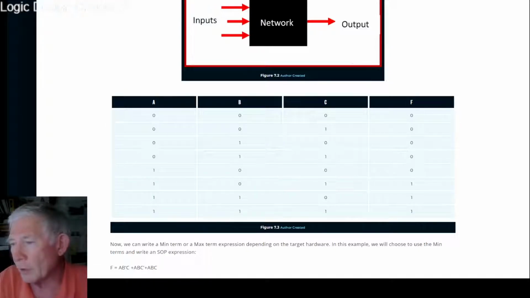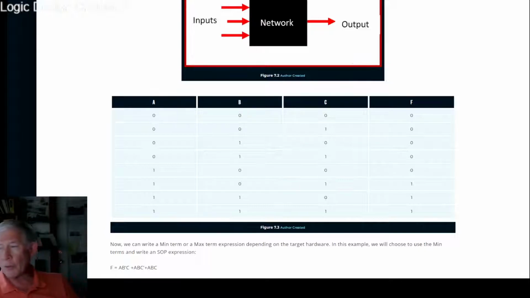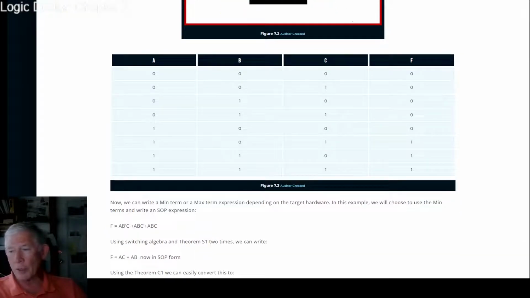Did I say this would be A, B prime, C prime? Yeah. Anyway, it turns out that the only rows where the desired output for F is a 1 are the last 3 rows, which means those are the min terms we're going to select: min term 5, min term 6, and min term 7. So that would give us A, B prime, C prime, A, B prime, C, A, B, C prime, and A, B, C. And there we have our SOP expression.